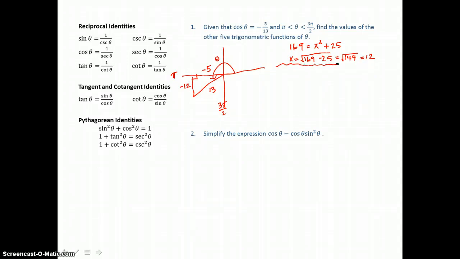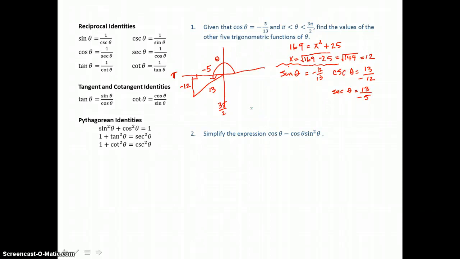Okay, we already have the cosine, so let's find the sine of theta. The sine of theta is opposite over hypotenuse, so negative 12 over 13. And its reciprocal is the cosecant. So the cosecant of theta is hypotenuse over opposite, or 13 over negative 12. We already have the cosine, so we'll find its reciprocal, which is the secant. The secant of theta then is hypotenuse over adjacent, or 13 over negative 5.